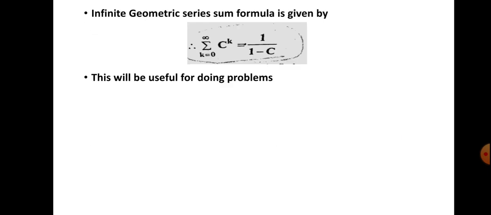For doing problems to find the Z transform, a formula, that is the geometric series sum formula, will be useful for you, and it is given as sigma k equal to 0 to infinity c raised to k equals 1 by 1 minus c, where c is a constant. So, if this formula comes in your equation, you can replace it with 1 by 1 minus c. So, remember this one, this will be useful for doing problems.